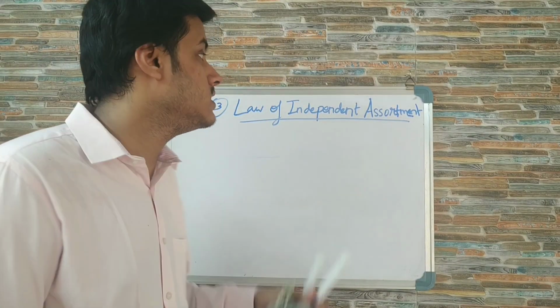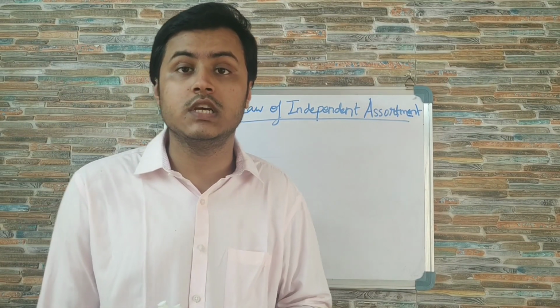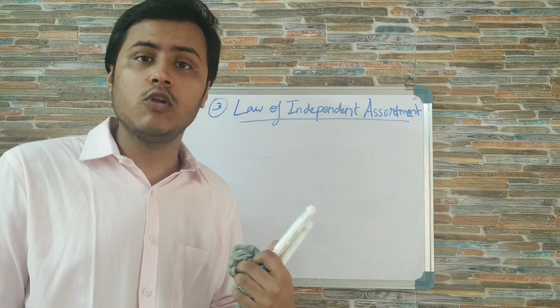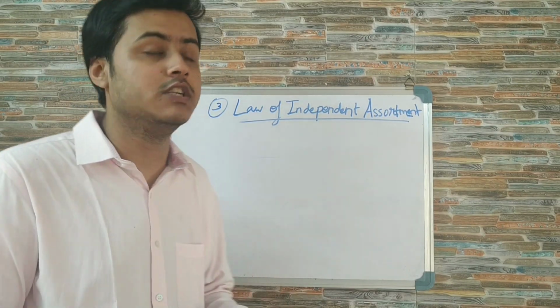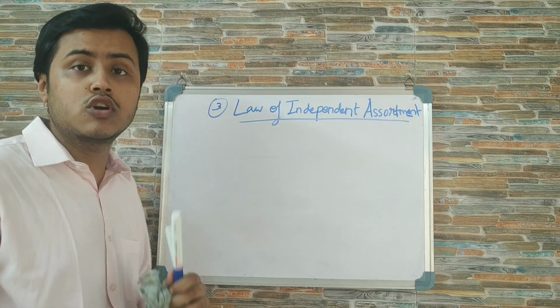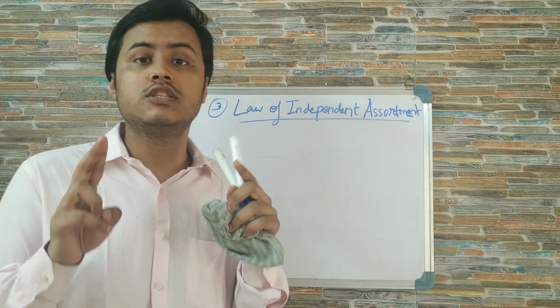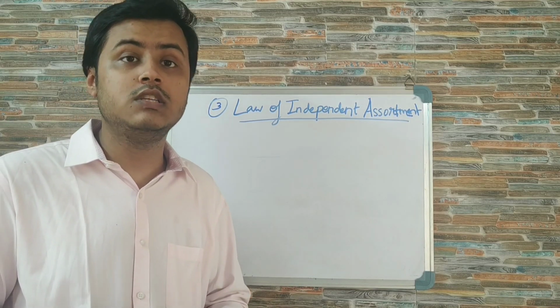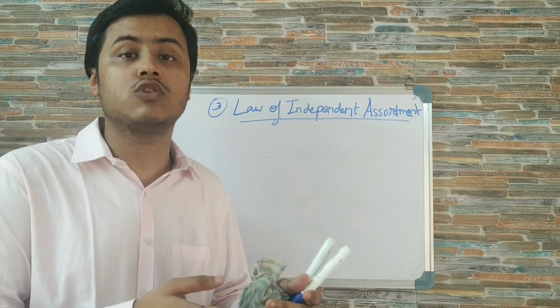Next and the last is law of independent assortment. If you recall my previous video, and if you don't, you can follow back, the link will be in the description, when there was a cross between two characters taken together, they did not interfere with each other. This is what law of independent assortment is.